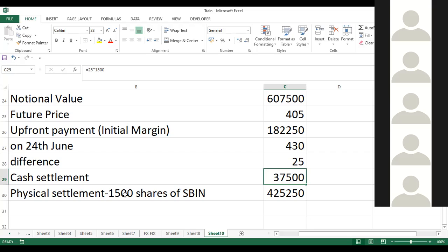So cash settlement is simple to understand. I don't think there's anything not clear there. Anyone not clear with the cash settlement, or physical settlement? Both are fine, clear, right? Okay.